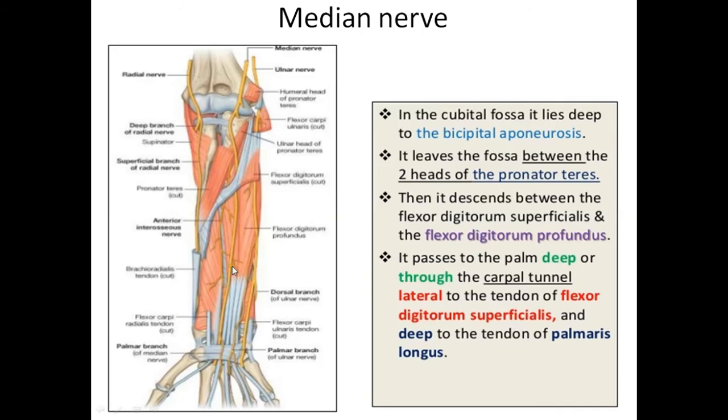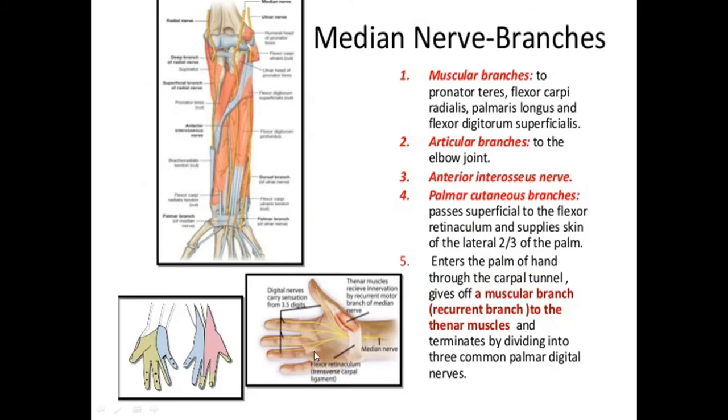It is almost in a straight line, and it reaches the flexor retinaculum and passes deep to the flexor retinaculum, and before entering into the flexor tunnel, it gives a superficial branch. So it passes deep through the carpal tunnel, lateral to the tendon of the flexor digitorum superficialis, and deep to the palmaris longus tendon.